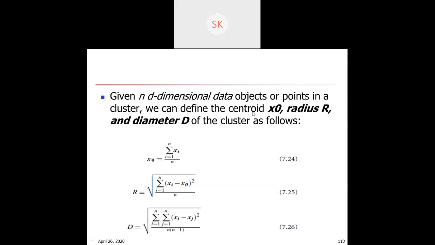So, given n-dimensional data objects or points in a cluster, we can define the centroid x0, radius R, and the diameter D of the cluster as follows. The centroid x0 is the mean of the xi. The radius is the square root of the sum of squared differences between xi and x0, divided by n. The diameter is the square root of the sum of squared differences between pairs of objects xi and xj, divided by n times n minus 1.